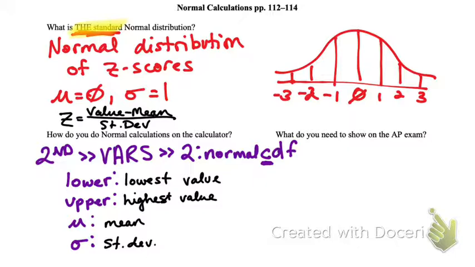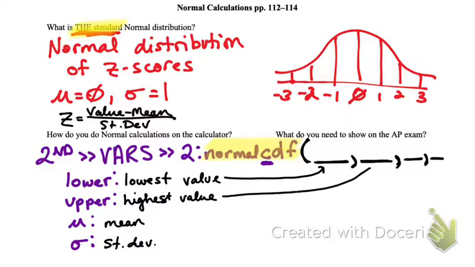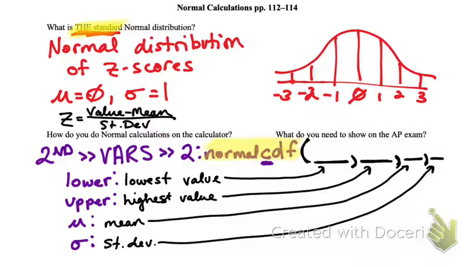Now, some of you guys, again, your operating system right now is not updated. So you are only going to see normal CDF, and it's going to have an open parenthesis. And you have to put in the lower number and then a comma. The comma is right above the 7. This will only be for this week until I update your calculator. Then you have to put in the upper number and then a comma. And then you have to put in the mean, and then a comma, and then the standard deviation. This is only if your calculator's not updated, okay? And again, that's only going to be temporary until I fix it.